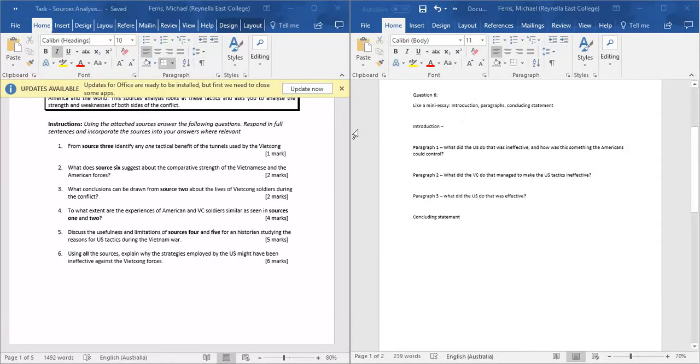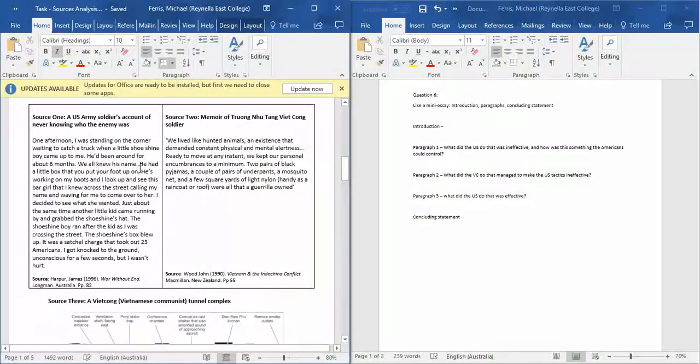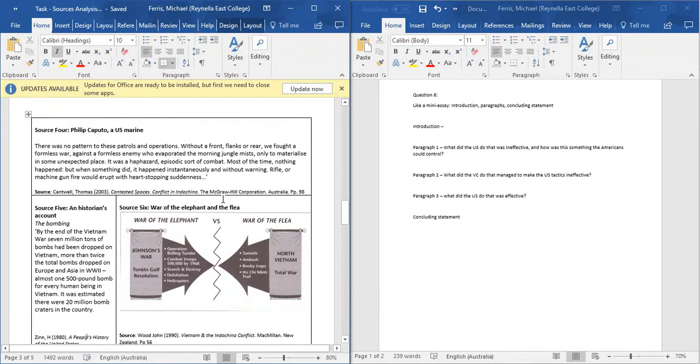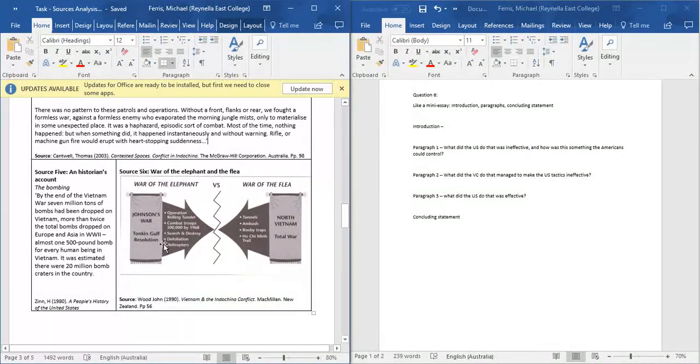So what you'd have to do is flick through all of these sources, scroll through and try to find evidence that suggests that what the US did was ineffective. One of the other things that I suggest is to look for what it was that the Americans could control. So what I would look at is here: without a front, flanks, or rear, we fought a formless war. The Americans had control over how they went about fighting the war, and yet it was really quite ineffective.